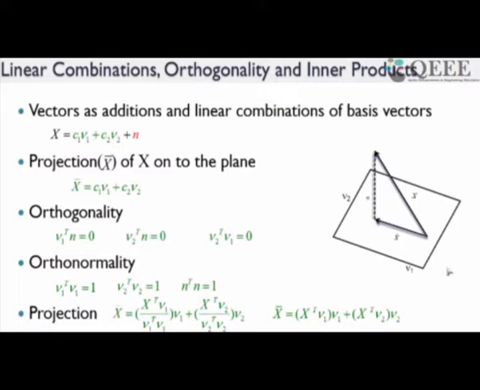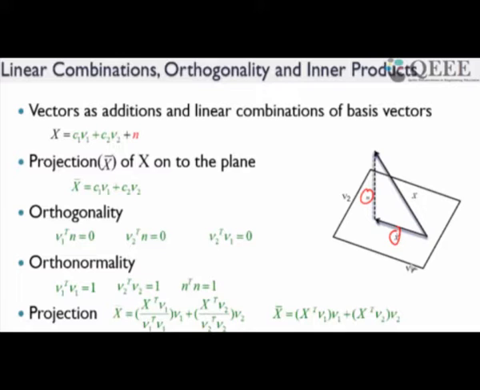So this is what I have shown here. For example, if you have v1 and v2 as 2 vectors, I have a vector which is kind of projecting out of this. First, I can write this vector as a linear combination of this vector and this vector, which is just an addition. So I can add x hat and n, and I will get x.